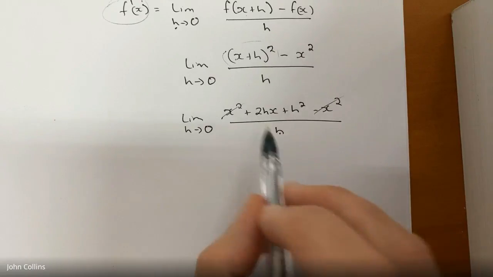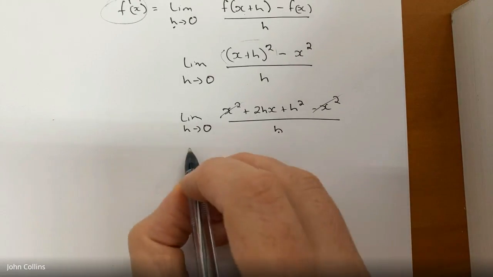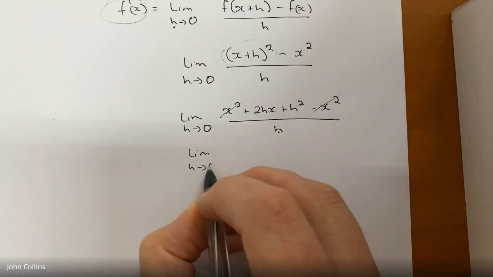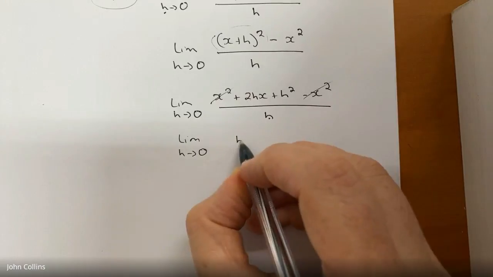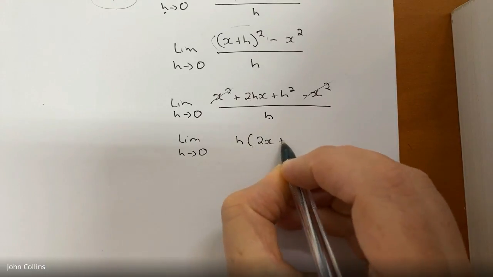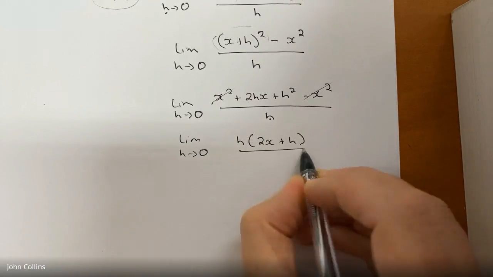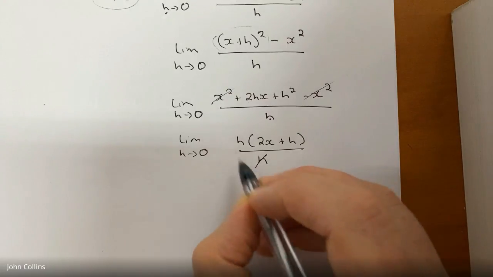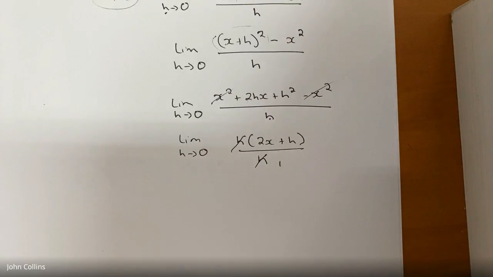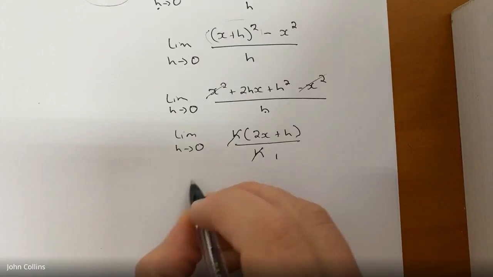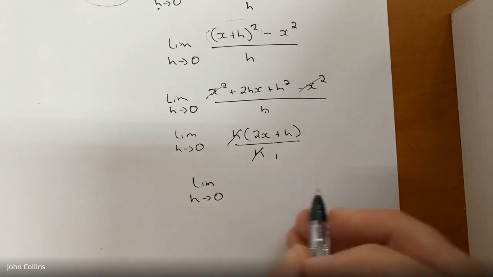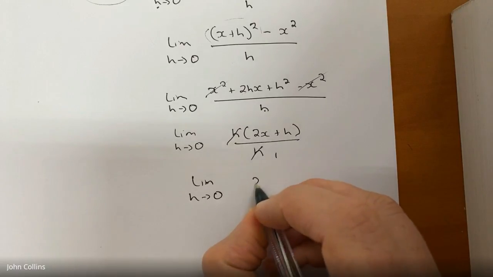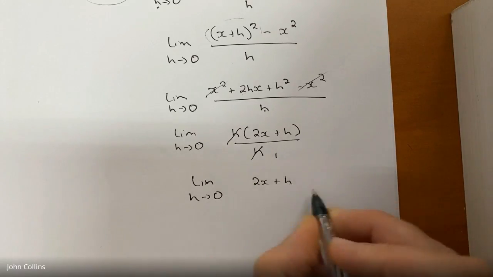So if I do some factorizing, I'm sure you also did this. I'm still going to keep writing my limit as h approaches 0. I'm going to factor out the h here on top. I'm going to get 2x plus h, and h in the bottom. Now that goes into that once. So I'm left with the limit as h approaches 0 of 2x plus h over 1, if you want.